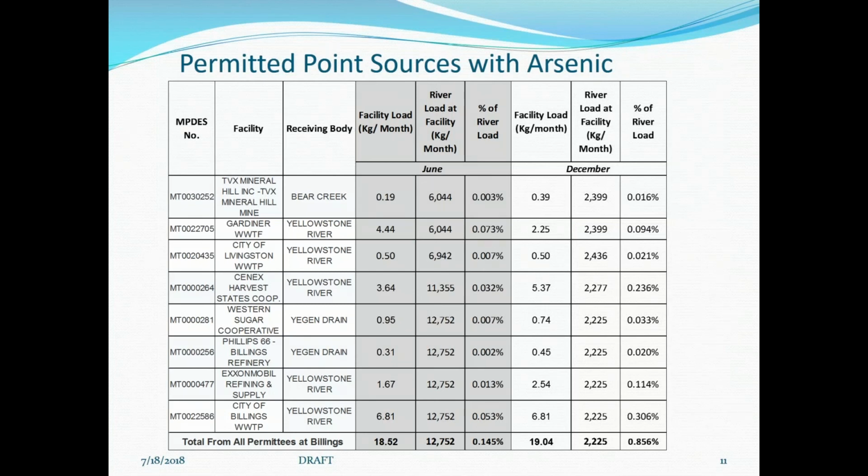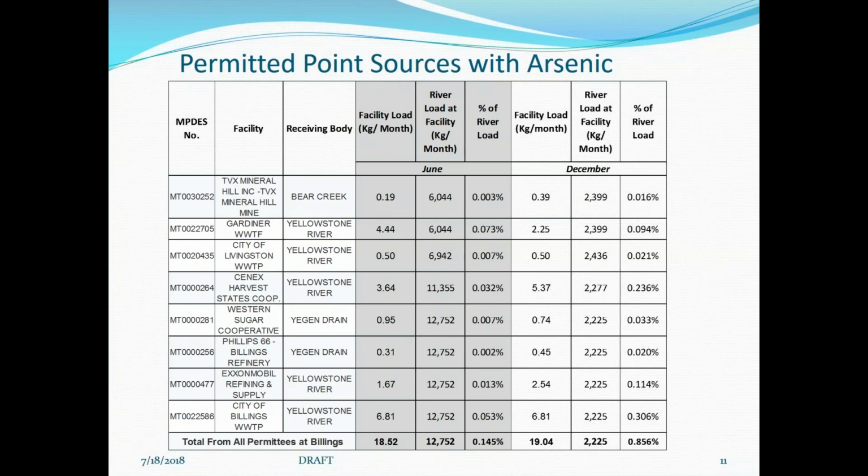Okay, these are the permitted point sources that were considered significant and draining into the Yellowstone River, so we included them as point sources in the model. What you're looking at is 2 points in time, June and December, and a lot of these permittees only have to sample twice a year, so we decided to use June as a high flow example and December as a low flow example to see the 2 different values.